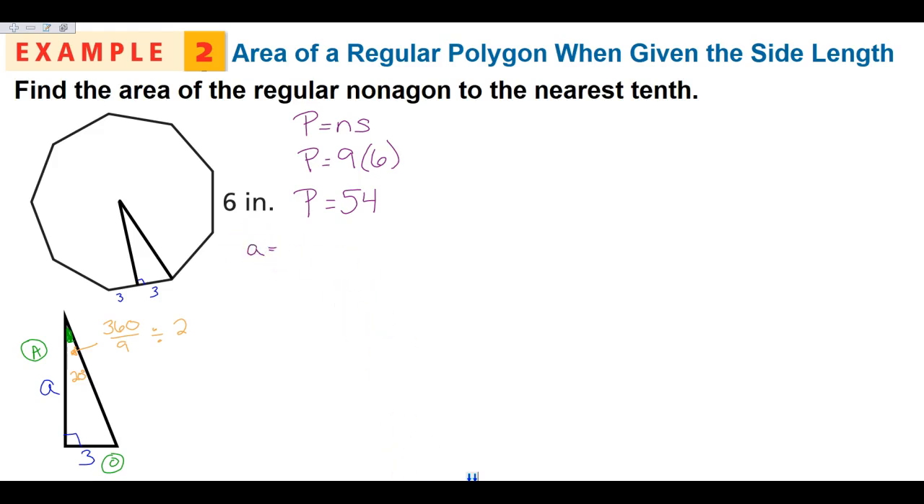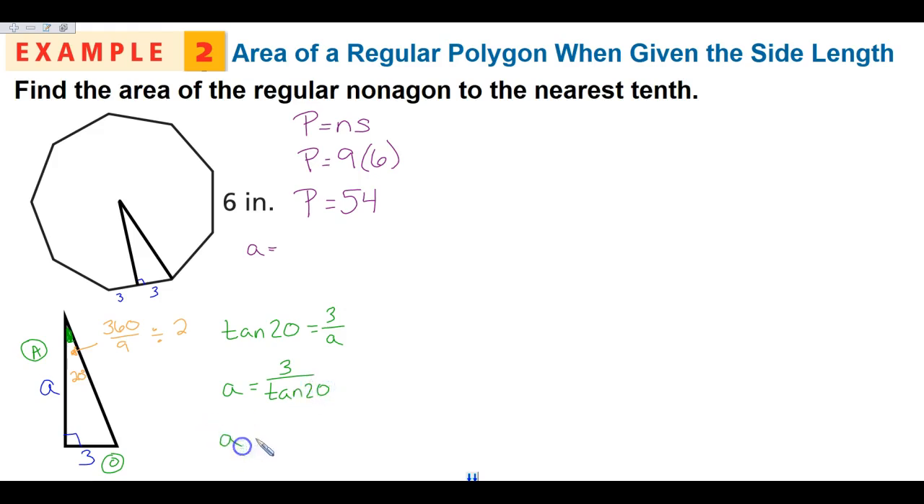All right, so let's find that apothem. Again, I'm using tangent. So the tangent of 20 is equal to my opposite side, which is 3, over my adjacent side, which is A. All right, my variable is in the denominator, so I'm going to be dividing. So A is going to be 3 divided by the tangent of 20.